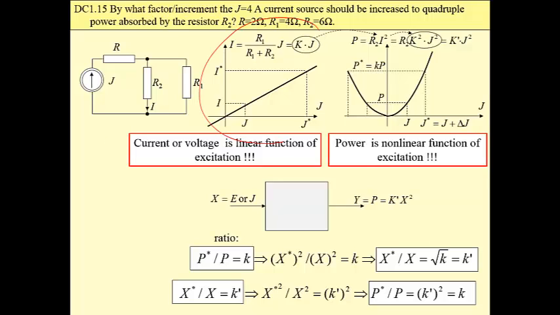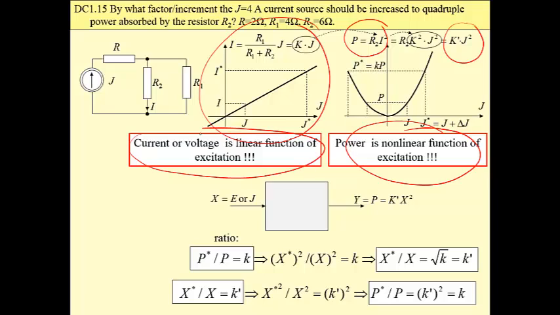At the left we have the same relationship as before. This is a relationship between the current that flows through a resistor and the excitation, a current source. Power which is dissipated by a resistor is proportional to the square of this current. Then we can see that actually power is proportional to the square of excitation, of the input signal. Power is a nonlinear function of excitation.